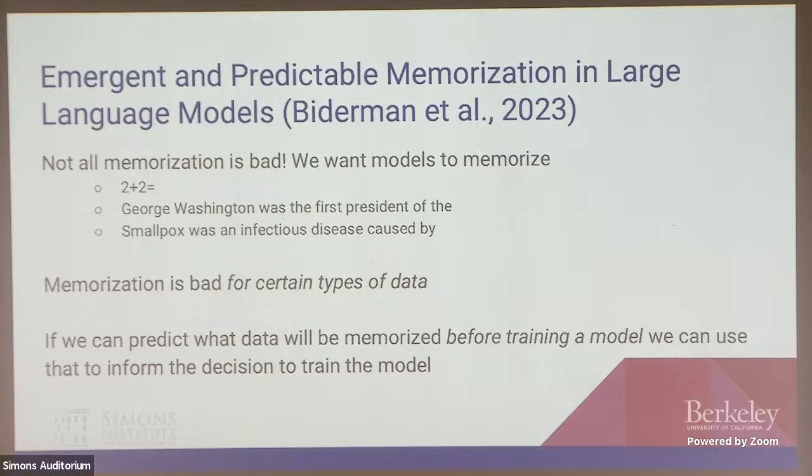We can use that to inform decisions about dataset design. If you have some kind of way to perturb the model training process so that maybe even just randomly different things get memorized, and you can check cheaply what is going to get memorized before you train, you can end up with a model that you find more desirable.